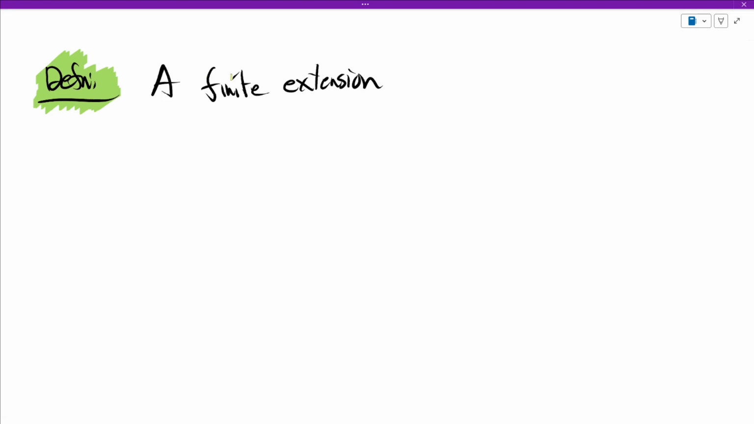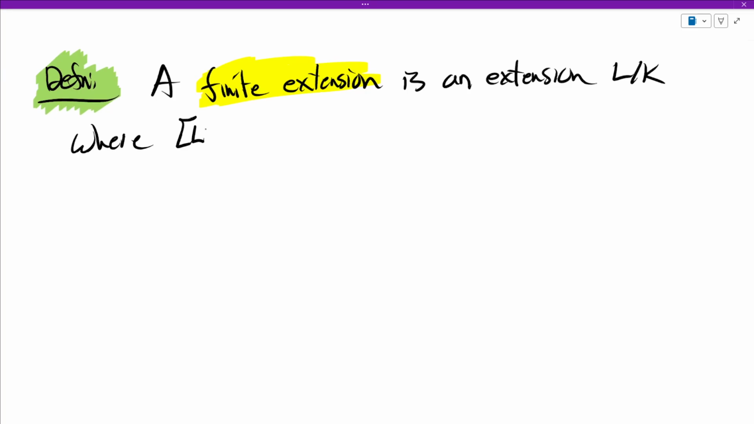Well, what should a finite extension be? It should be a field extension L over K, where the degree of L over K is finite. And the way we represent that is saying less than infinity. So that's a finite extension.